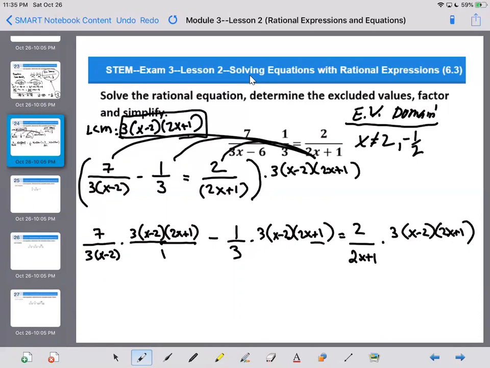Now we're going to see what happens here. Okay, you can put all these over 1 if that helps you. What we're seeing is that everything that you see here, here, and here, that's your LCM. That's what we determined up here. So when we multiply our LCM by every term, we're going to eliminate the denominators so we can begin to solve this equation.